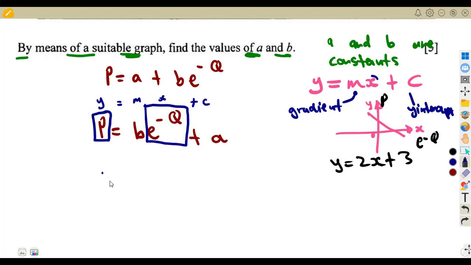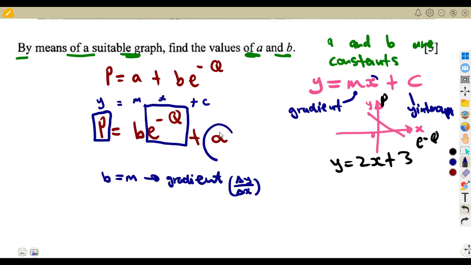So therefore our b is equal to what? To m. And what is m representing? I said m represents what? The gradient. So the gradient that we are going to obtain from that straight line is the value of b. And we know that the gradient simply represents the change in y over the change in x.